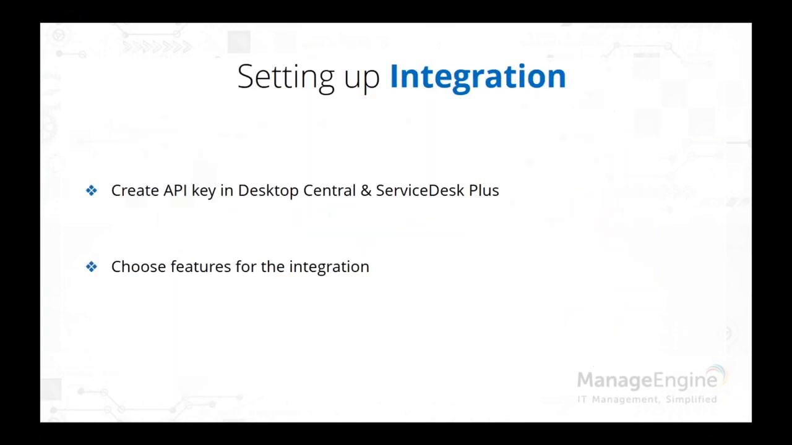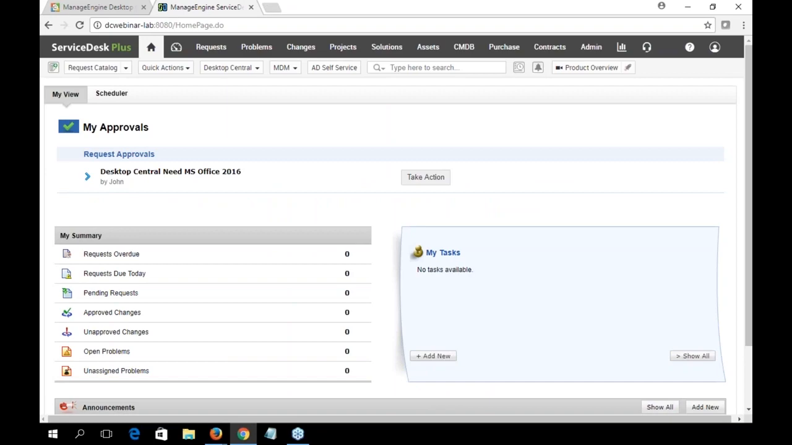Now, how are we going to set up this integration? This integration works by creating an API key in order to make Desktop Central talk to ServiceDesk Plus, and vice versa, from ServiceDesk Plus to Desktop Central. We should also see the features which could be integrated, which we have already discussed earlier. So let's get into the product to see how this is feasible.